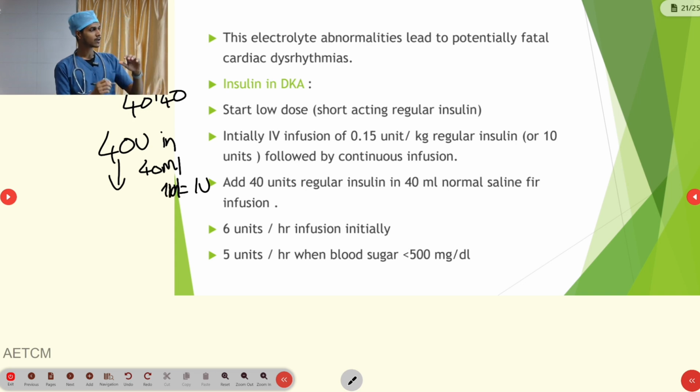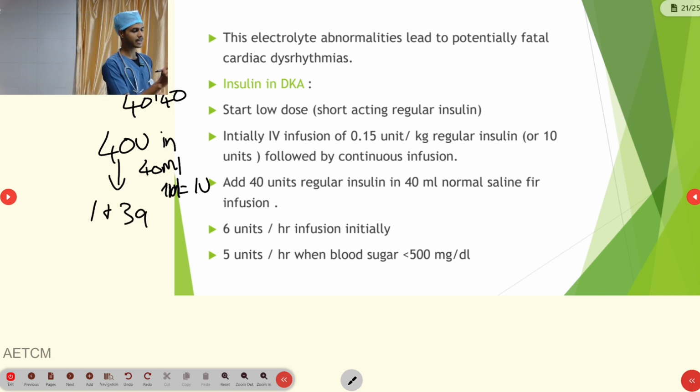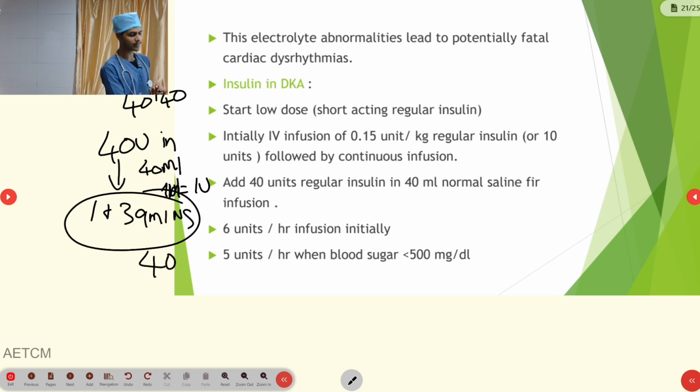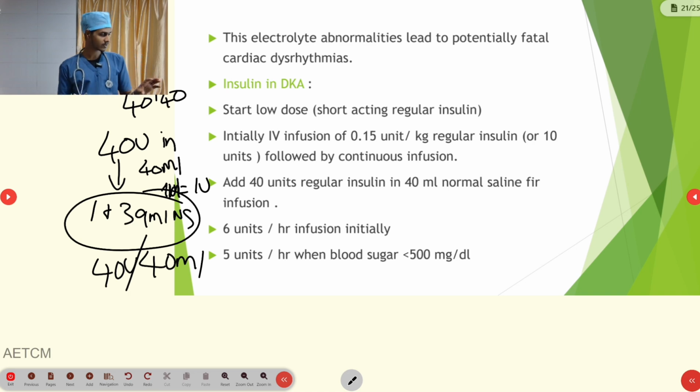So 40 units, how will we prepare? We will take 1 ml of human Actrapid in 39 ml of normal saline. Okay, 1 ml means that is 40 units of human Actrapid, right? So we will take 1 ml, and then we will take the remaining 39 ml of NS. So totally it will come to 40 ml, 40 units in 40 ml. So each ml contains 1 unit. So this is the way we will prepare the insulin infusion.